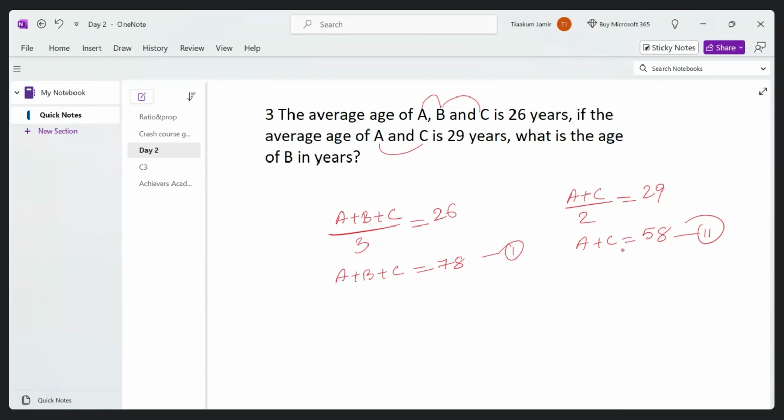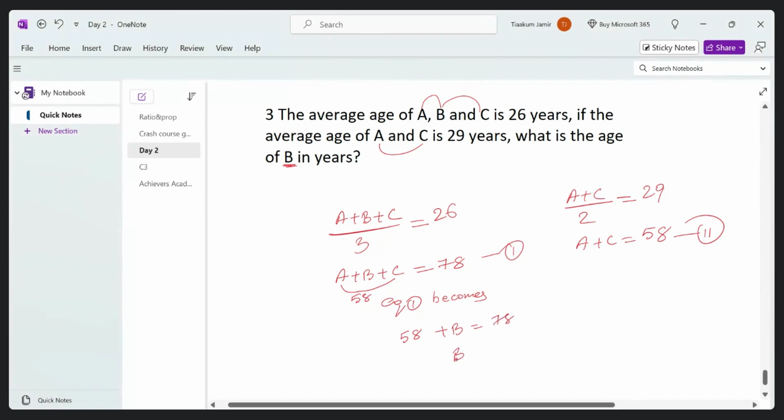The question is asking us to find B. So from equation 1, can you find the age of B? Definitely. So equation 1 becomes A plus C, and A and C's sum is 58, plus B is equal to 78. B is what? 78 minus 58 will give us how much? 20 or no? 20 years, is it? That's the answer.